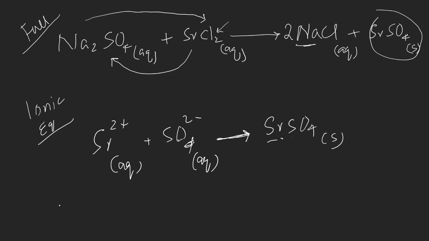Now, what are the spectator ions? Any ions which are present in the full equation but not present in the ionic equation. So strontium and sulfate are present, but sodium is not present and chloride is not present. So I'll write spectator ions are sodium and chloride. They are my spectator ions.